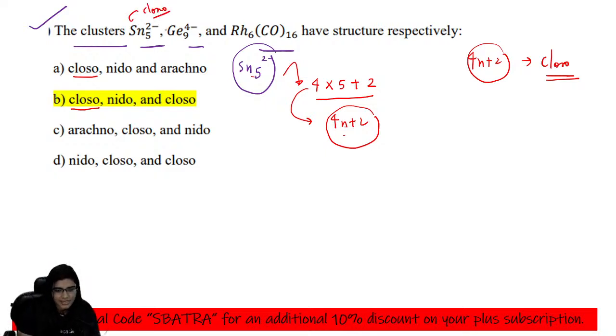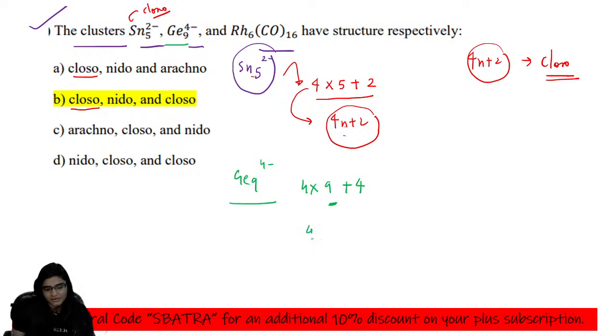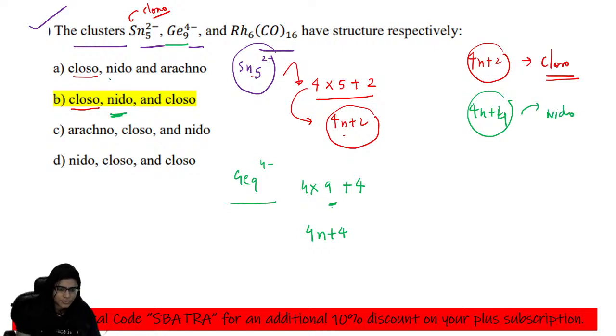Let's go to the second compound, that is Ge9 4 negative. Again it's from the carbon family, so we have 4 into 9 plus 4. The 9 over here is the number of elements, not metals. So we can write 4 into n, that is 4n plus 4, and 4n plus 4 will give you nido. So closo and nido.